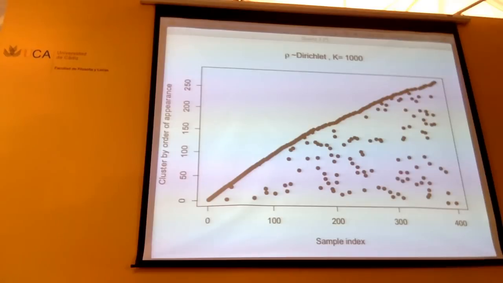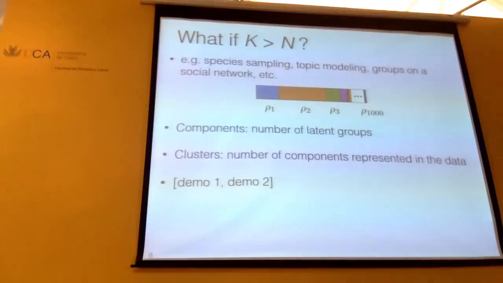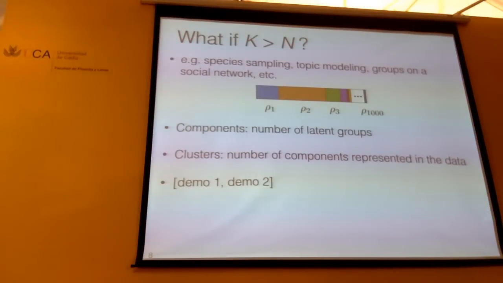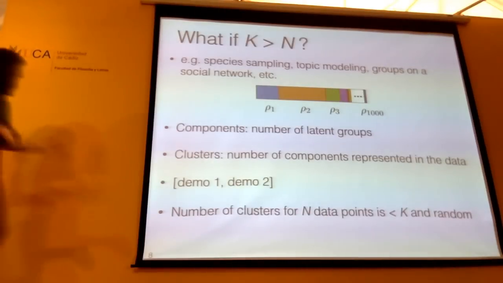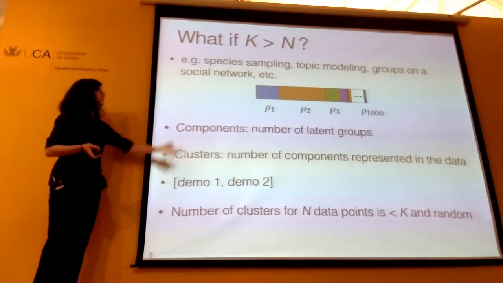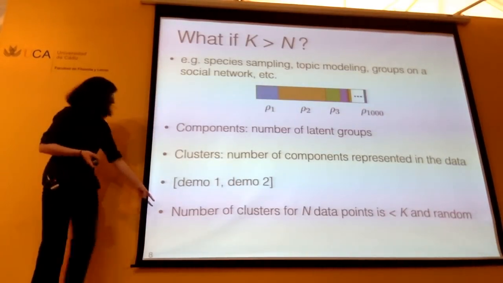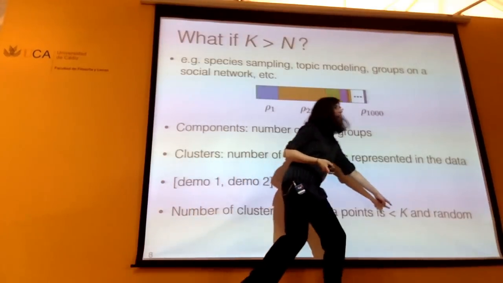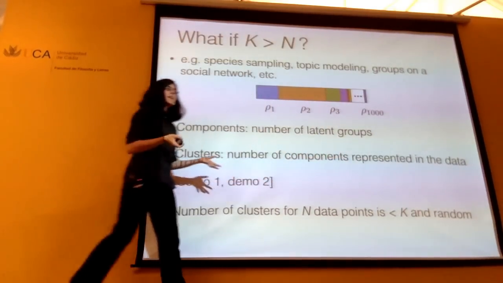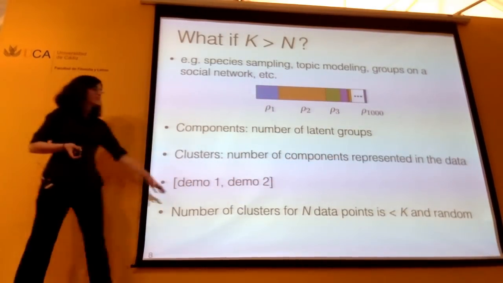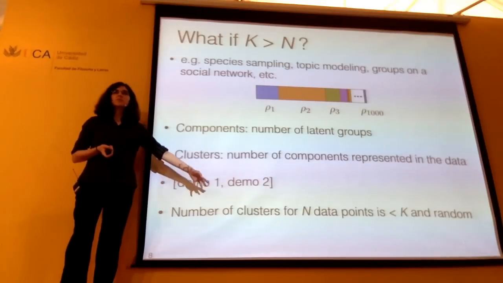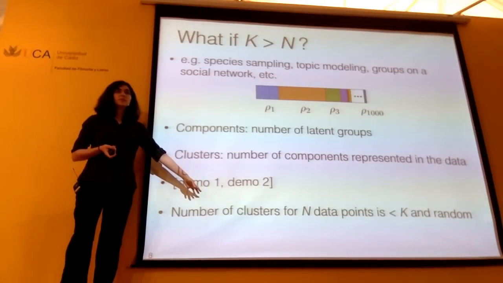Before we go on to exactly that, let me just make a couple of notes here. One, almost by definition, the number of clusters for n data points is less than K, and in fact, if we chose A appropriately and n appropriately, it could be quite a bit less than K. Certainly when we chose A equals 0.01, it was quite a bit less.